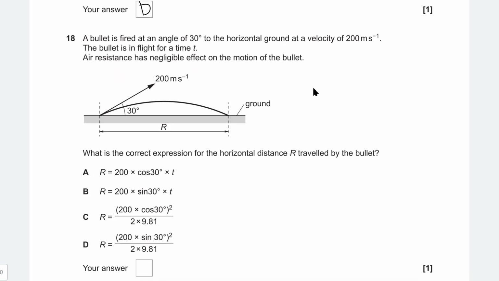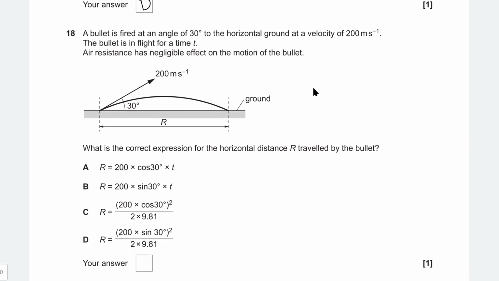Okay, question 18. A bullet is fired at an angle of 30 degrees to the horizontal at a velocity of 200 meters per second. The bullet is in flight for a time t. Air resistance has a negligible effect on the motion of the bullet. What is the correct expression for the horizontal distance r that's been traveled by the bullet?